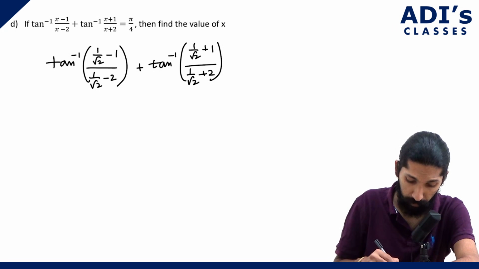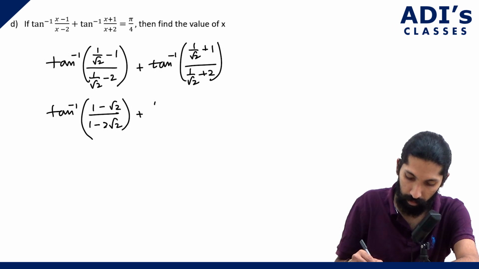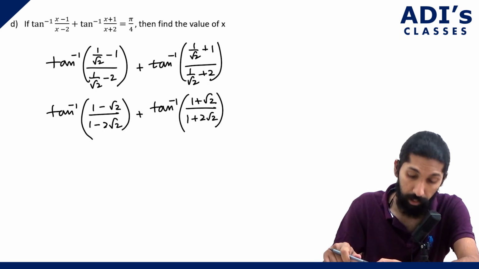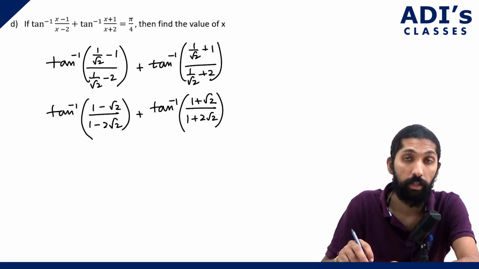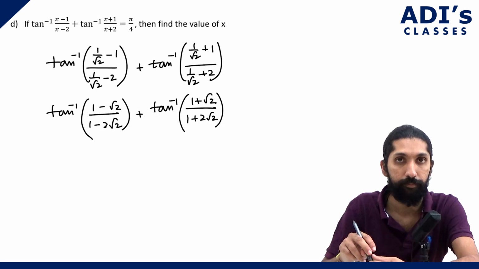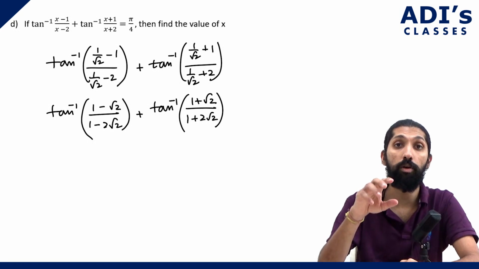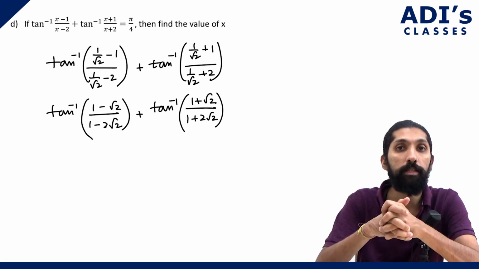Correct? Which basically becomes tan inverse of 1 minus root 2 by 1 minus 2 root 2 plus tan inverse of 1 plus root 2 by 1 plus 2 root 2. Fair enough? Now once you have this one, you can substitute and check whether it will satisfy or not. Fine? So the answer for this one, or the answers, is plus or minus 1 by root 2. Fair enough? Now this is how you solve these kinds of questions, where remember you're solving all the problems of different types. Correct? So in the next video, we'll see another set of problems.